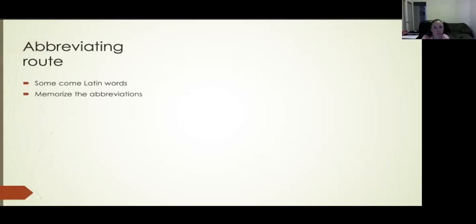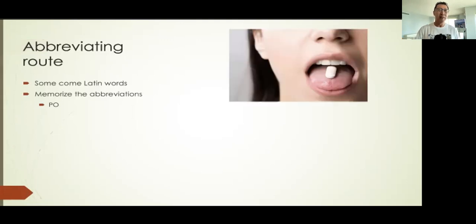Routes. Another thing that you need to know are these routes that I'm going to be talking about. There are hundreds of thousands of medications out there, and they all have different routes. And here's a couple of them. Here's a few. Actually, here's most of them. One is PO. So when I say PO, that means by mouth.